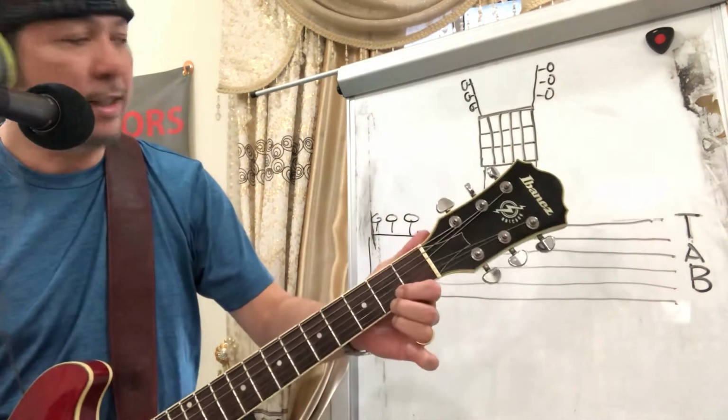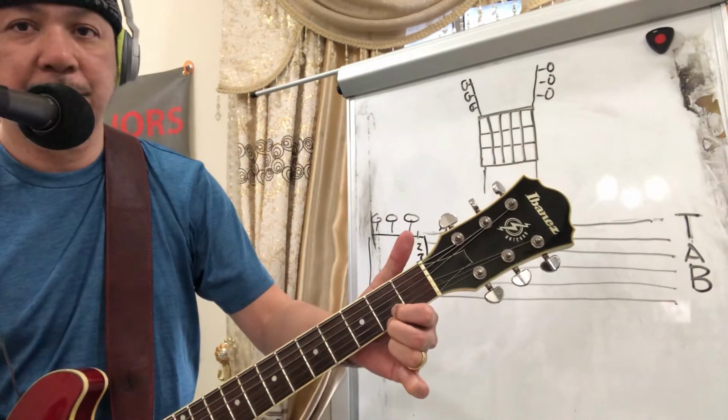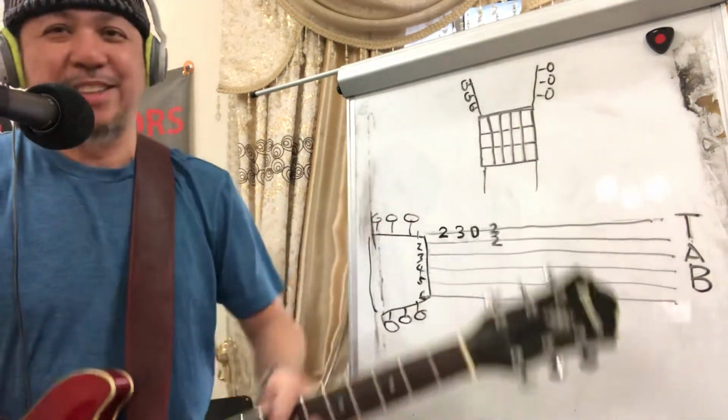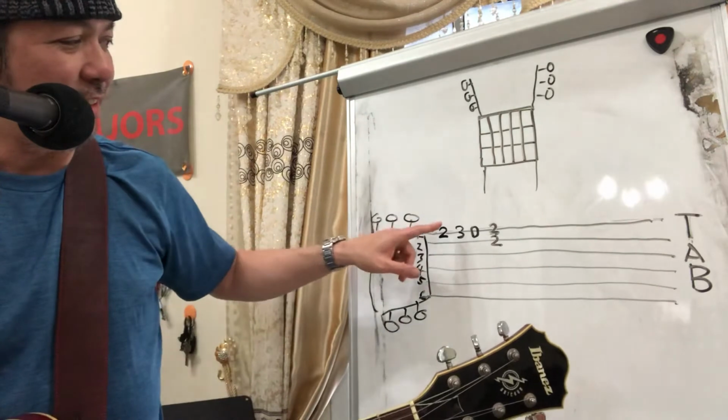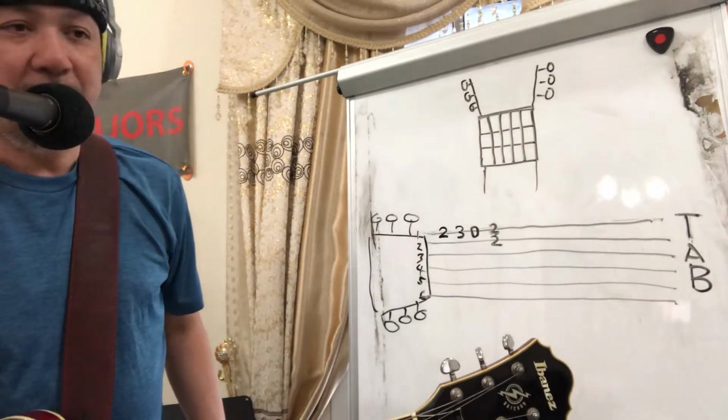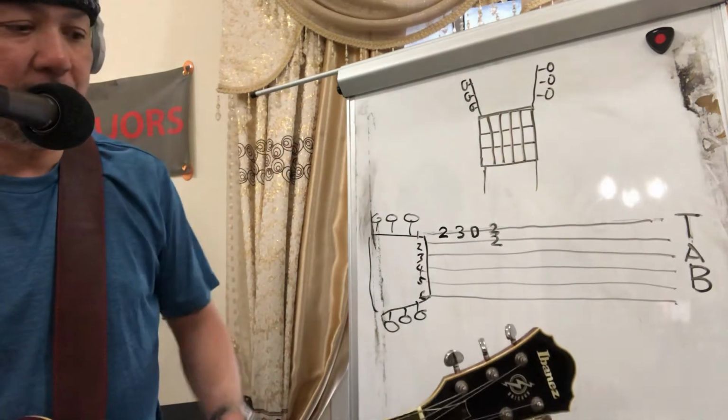So if you're going to play it according to the tab, get it? So far, so good. So vertically aligned numbers, they have to be played together. Okay, let's proceed.